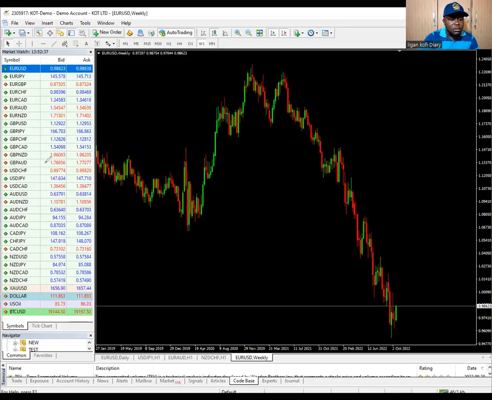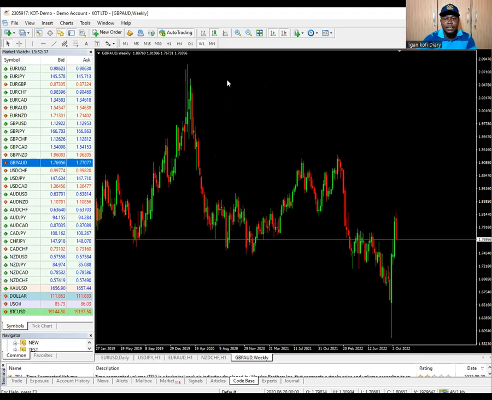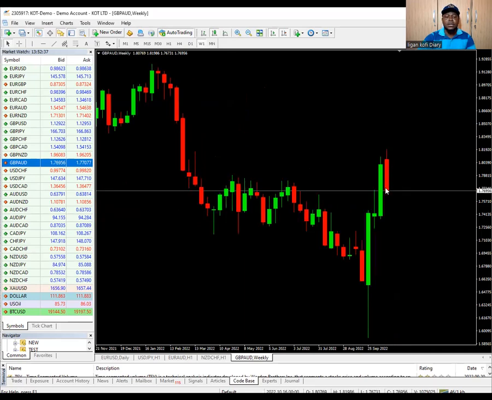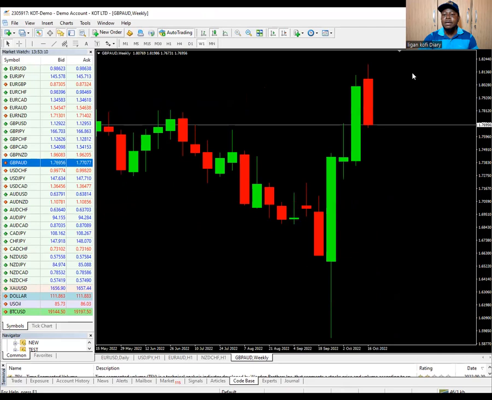GBP AUD for last week. Look at it. What happened? GBP AUD came sell. Isn't it? This was the week. This is a weekly candle. This is for the whole week of last week. So you got this information on Friday, and then you did the analysis on maybe Saturday or Sunday. So you knew the direction the market was going to go. This is for the week. On GBP AUD, it came sell.